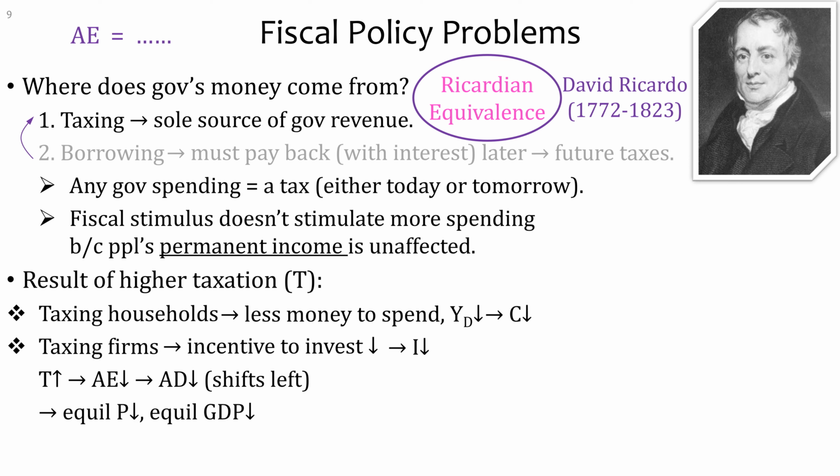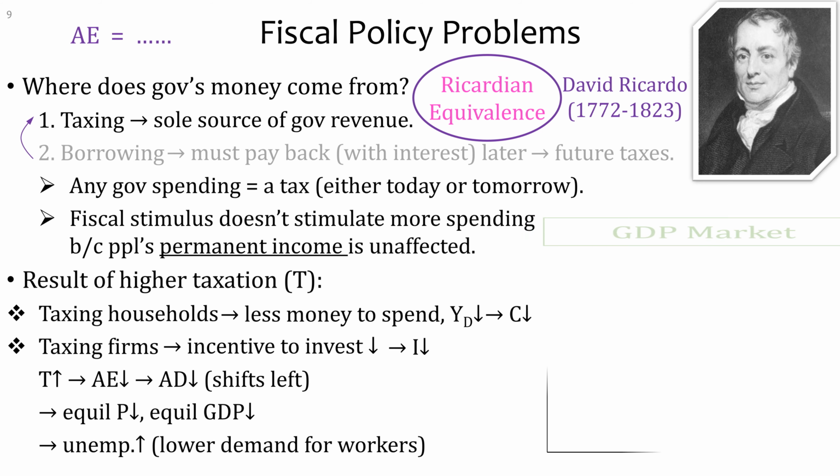You should be able to do the graph and you're going to find a new equilibrium. And the result of that is going to be more unemployment, okay, so lower demand for workers. So that's going to defeat its purpose.